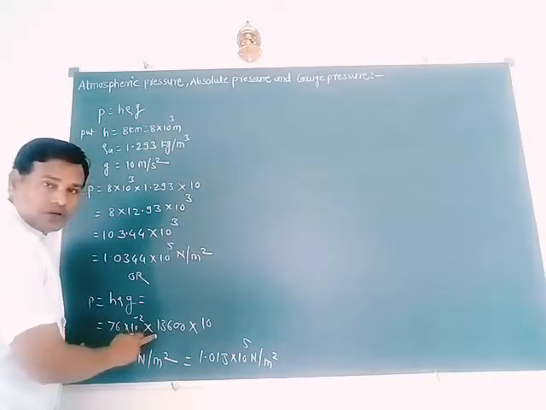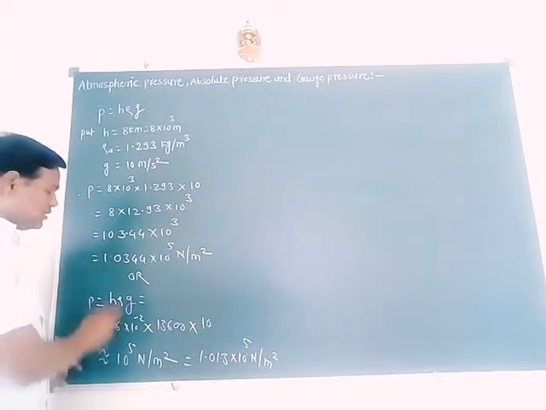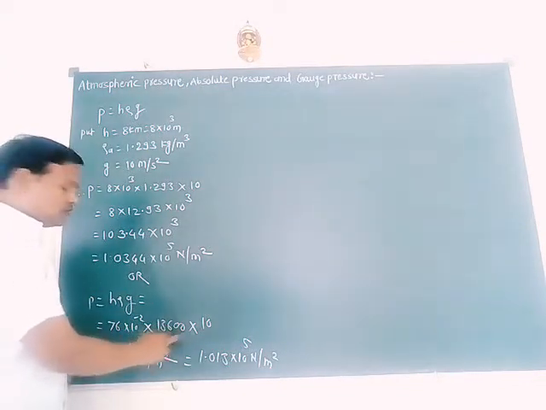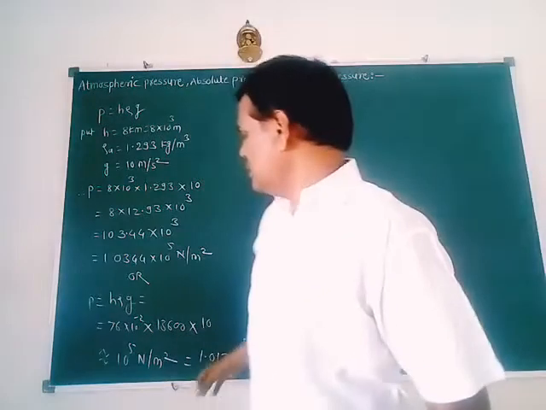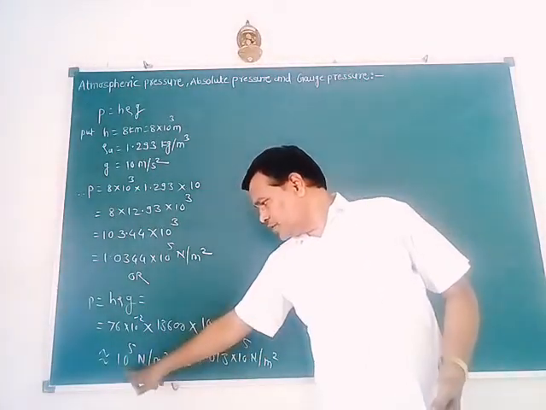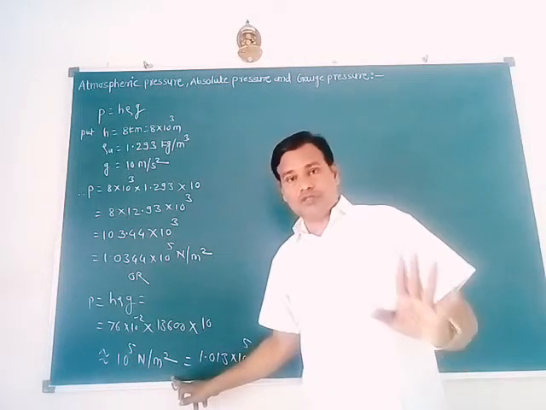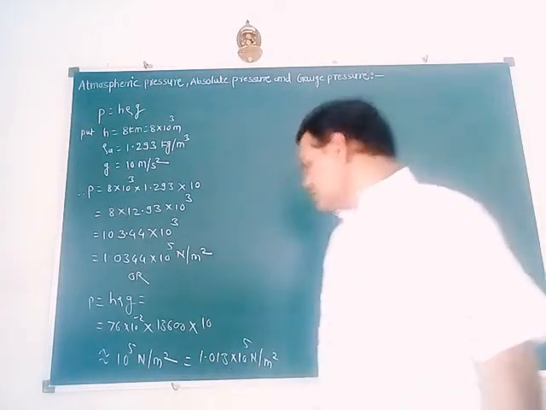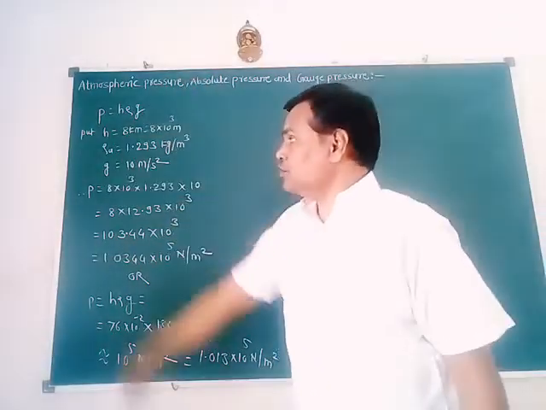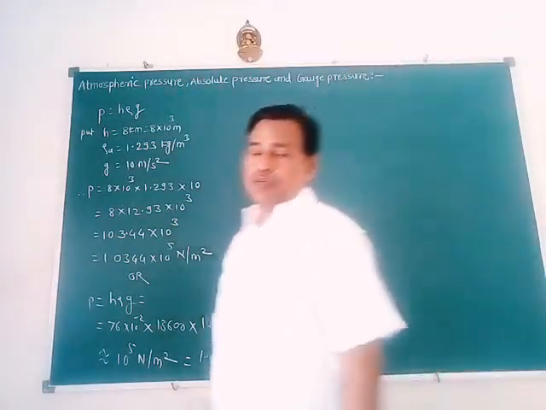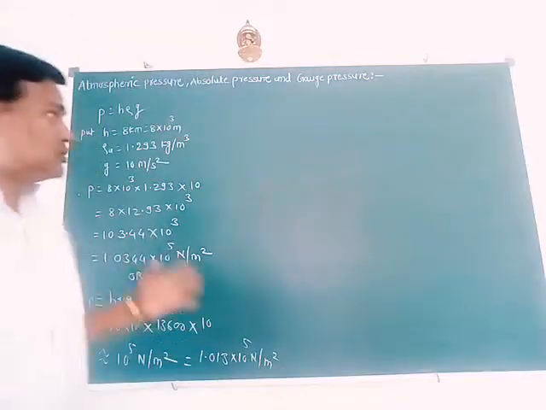Using the mercury column of height 76 cm, here density of mercury is 13600 kg per meter cube, and G is 9.8, that is 10. Also this value is equal to 10 to power 5 Newton per meter square. It is 1 Pascal, as we have seen in the last lecture also, or 1 bar we can say. So this is atmospheric pressure. Now we have to study absolute pressure. So what is absolute pressure?